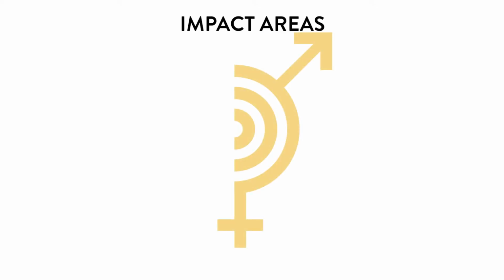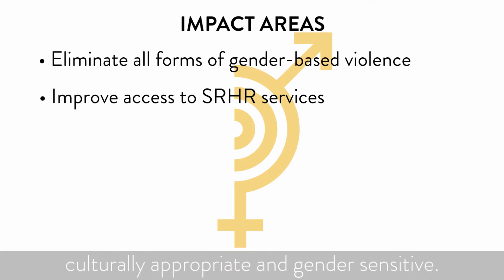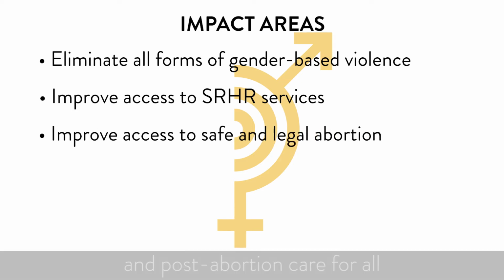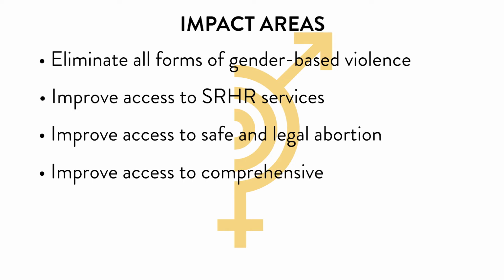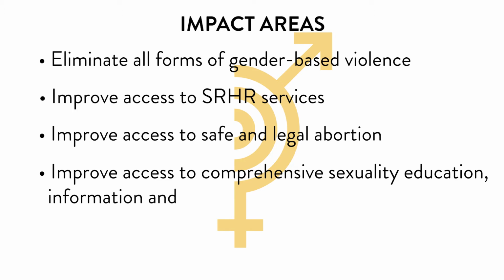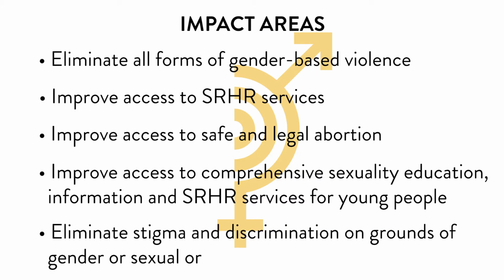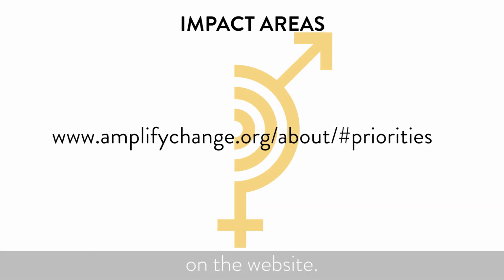Our impact areas are: eliminate all forms of gender-based violence, improve access to SRHR services. These need to be rights-based, culturally appropriate and gender-sensitive. Improve access to safe and legal abortion and post-abortion care for all. Improve access to comprehensive sexuality education and information, as well as SRHR services for young people. Eliminate stigma and discrimination on grounds of gender or sexual orientation. You can get more information on our impact areas on the website.